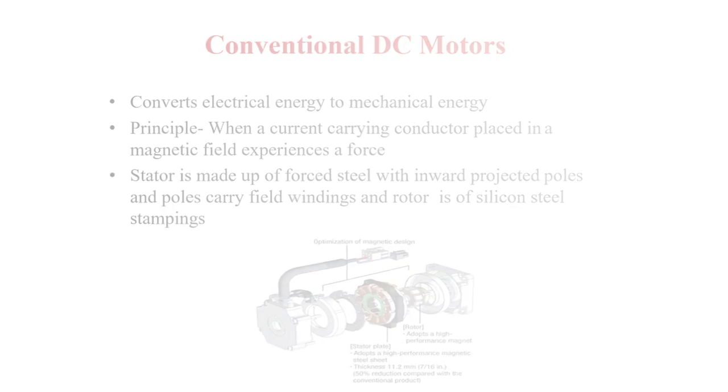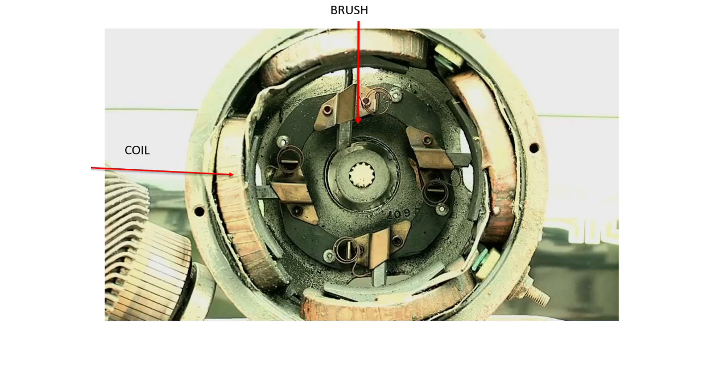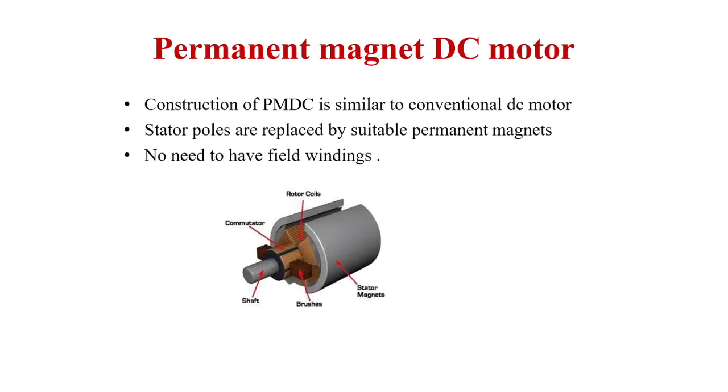Whereas in a permanent magnet DC motor, permanent magnet will be placed, and its construction is similar to a conventional DC motor. Stator poles will be replaced by suitable permanent magnets, and no need to have field windings. This is the diagram of a permanent magnet DC motor. Here we can see these are the stator magnets, and this is the rotor coils, the commutator, brushes and shaft.